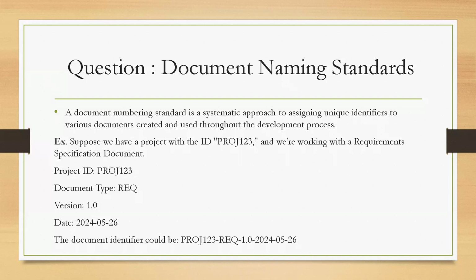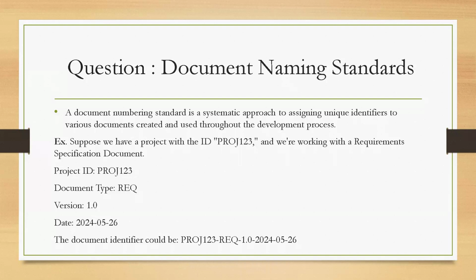So for any project, like a project ID, if you see here, and then what kind of document it is, a requirement document, a use case diagram document, or any document. We need to mention the name of it, right? So the project ID, what kind of document it is, like a requirement, and what is the version of it.